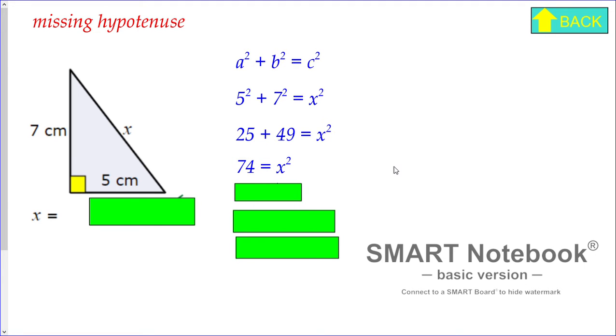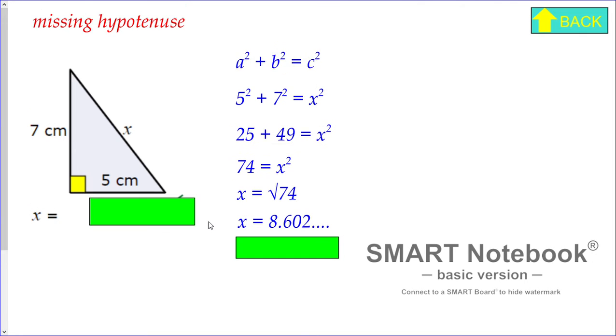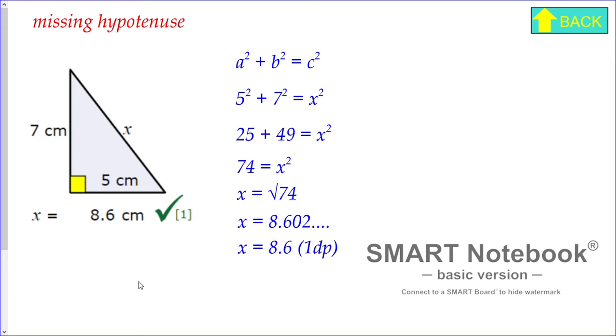74 equals x squared. Now here, we have to do the inverse of squaring. The opposite of squaring is taking the square root. So we have to take the square root of 74. Lastly, we get an answer. This is a number that goes on forever. There's no end in sight, so we can round. It asks us to round to 1 decimal place in the question, so we round it to 1 decimal place. And there's the answer.